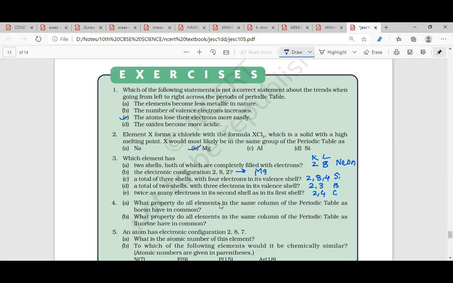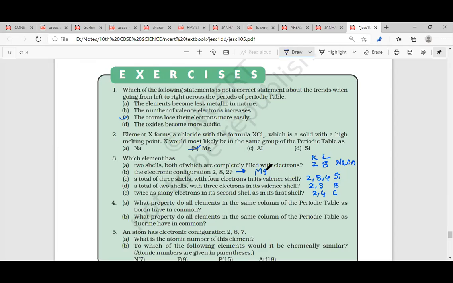What property do all elements in the same column of the periodic table as boron have in common? Similar chemical properties, okay. What property have they asked? They have 3 valence electrons, right? All of them have 3 valence electrons, and their valency is also 3. They have the same valence electrons, 3 valence electrons and valency 3. All are electropositive.